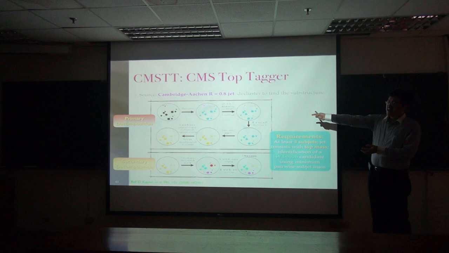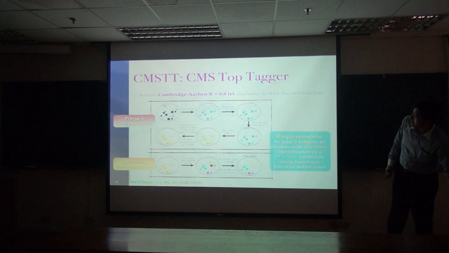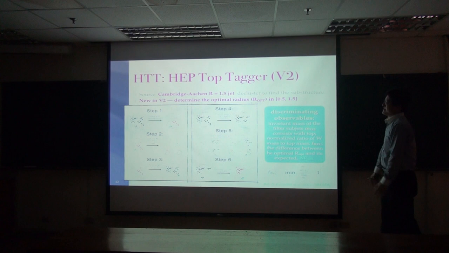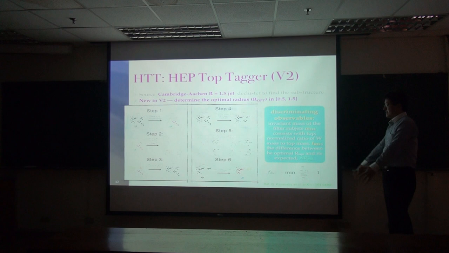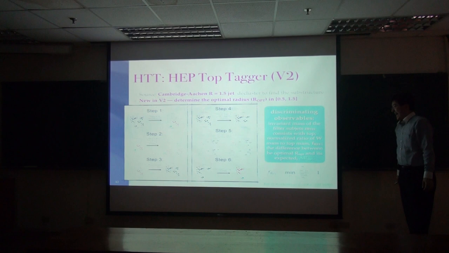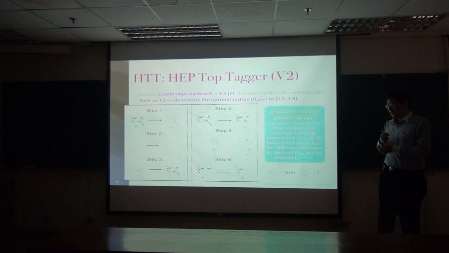So this is the classical algorithm, and the modern one is using this one. It's even harder to understand, but let me say a few words. Nowadays, we are using an even wider cone, and the idea is to optimize the radius and several parameters in a region. It's not just a fixed number, so they become more powerful than before. In the end, several so-called variables, several features, can be extracted from this kind of algorithm, and they can be used to identify if it's a top or not.